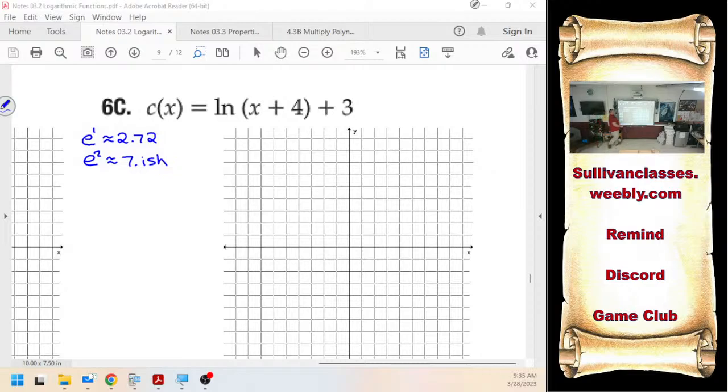So if the normal ln of x has a vertical asymptote at 0, anything to the 0 power is 1. e to the first was 2.7-ish. e to the second was 7 and change. e to the negative first will be 1 over e, a tiny decimal. Okay. How do I change this with this guy?